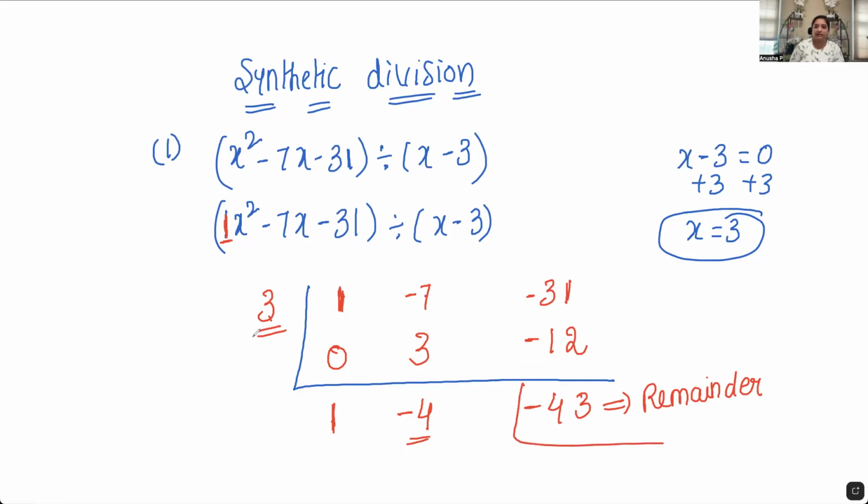So how will you write it in the variable form? Here, we started with x square and we are dividing by x minus 3, right? So the next term will come. For the x square, the next degree will be x to the power of 1, x, and minus 4. And this minus 43 is your remainder. So minus 43 divided by x minus 3. Okay. So if the question has x cube power in the beginning, when you write your answer, it will start from x square.